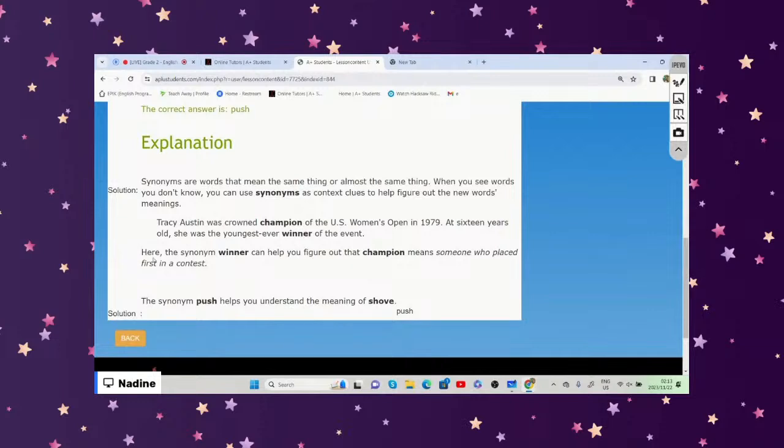And we see the synonym winner, because of course, if you win, you're a winner. So it sounds more like a word that we all understand. So if we can find the synonym of that word, we'll see that winner is a synonym for the word champion, in order for us to figure out that champion actually means someone who placed first in the contest, right?